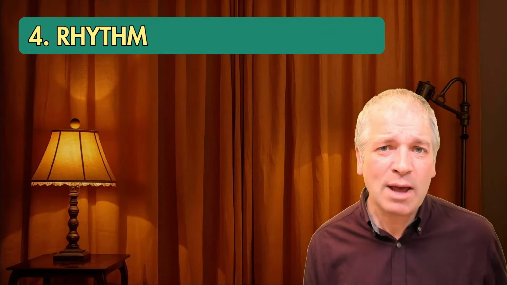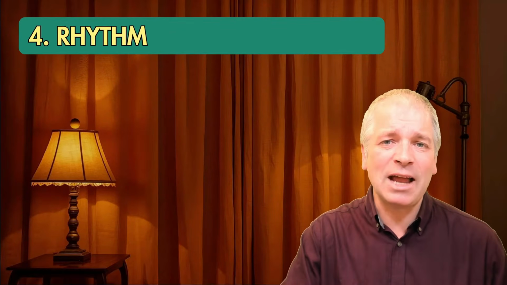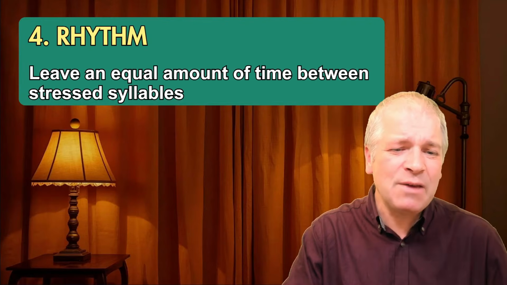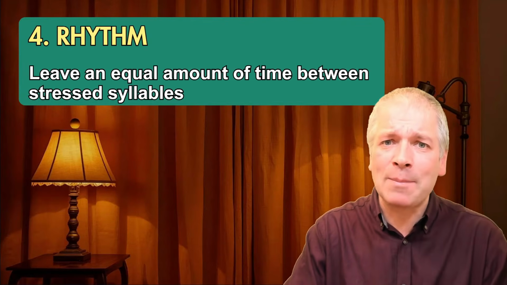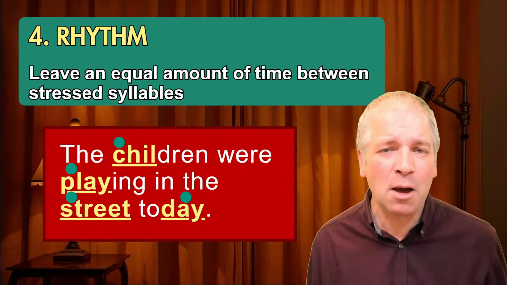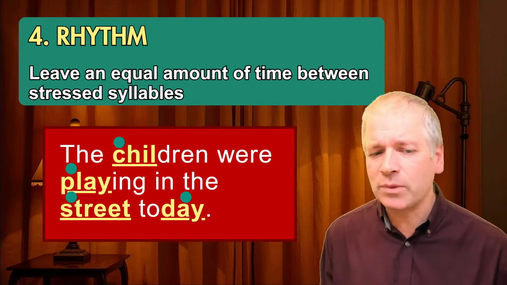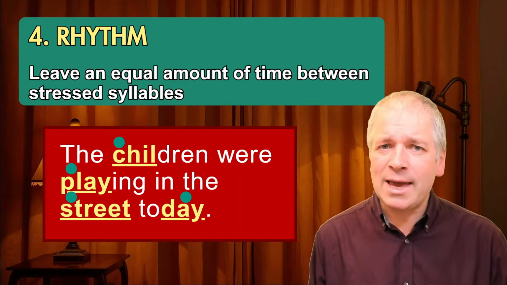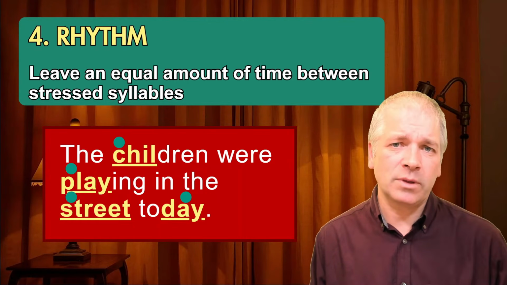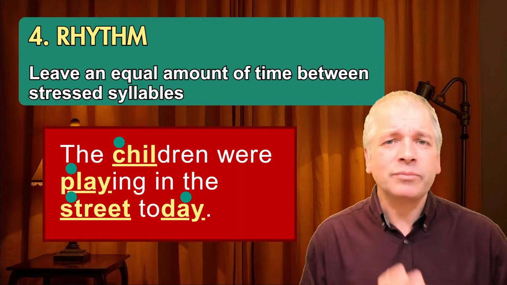In addition to stress, you also need to use English rhythm correctly in order to be natural. This means leaving an equal amount of time between the stressed syllables. So here's the same example as we looked at for stress. Listen to how I say it. The children were playing in the street today. The children were playing in the street today.